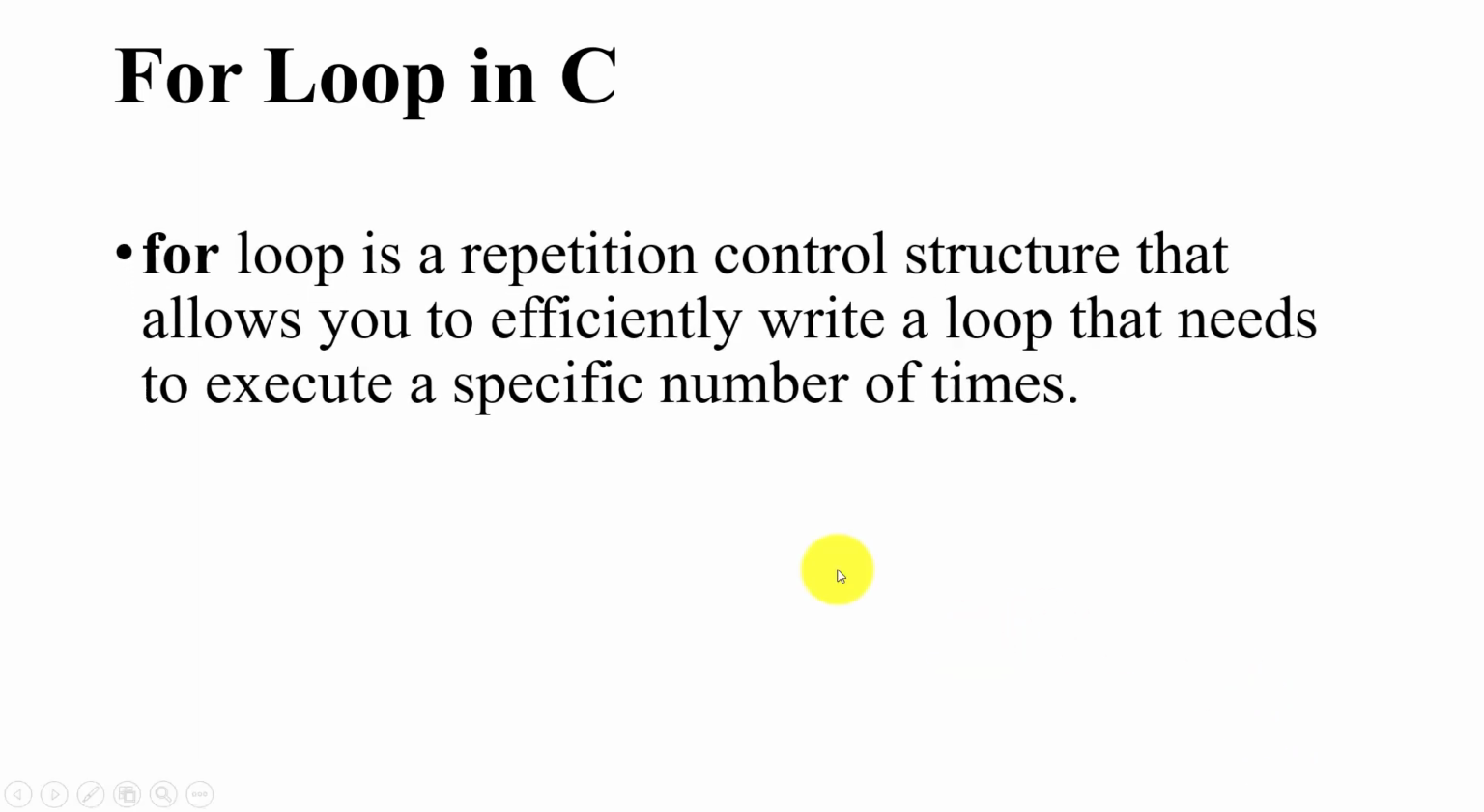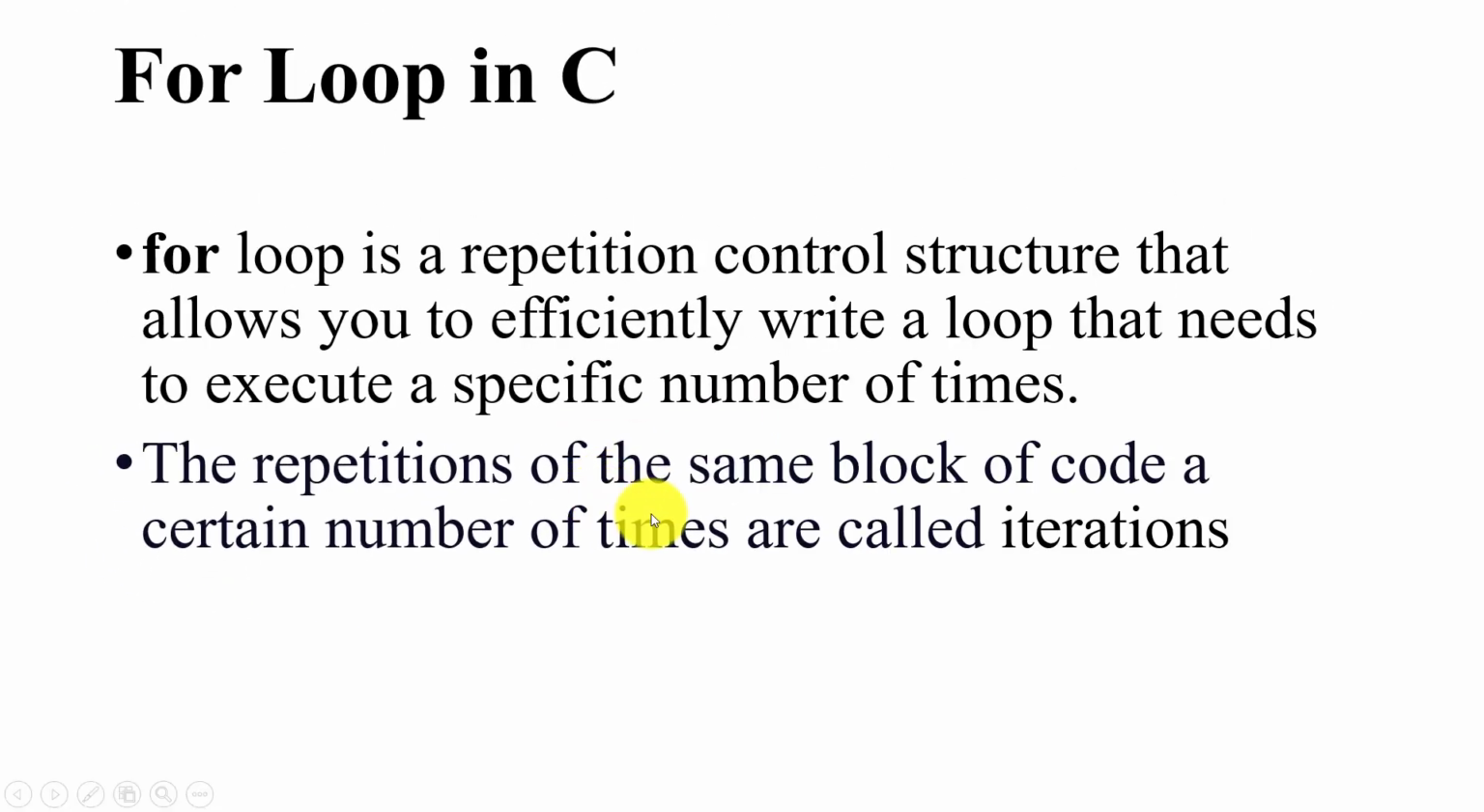The for loop is mostly used for avoiding the repetition of statements. It is a repetition control structure that allows you to efficiently write a loop that needs to execute specific statements, or the same block of code, a certain number of times, called an iteration. If there is a repetition or iteration, then we use the for loop.